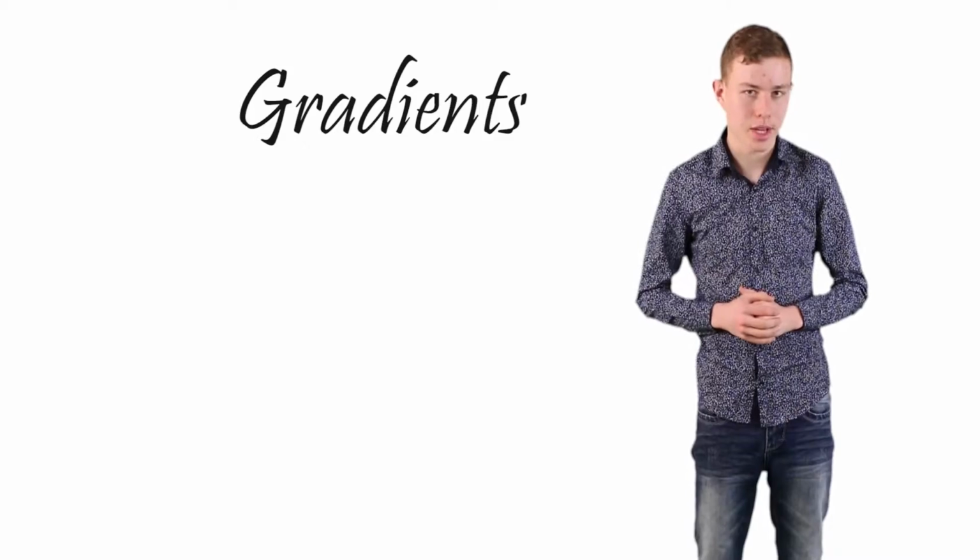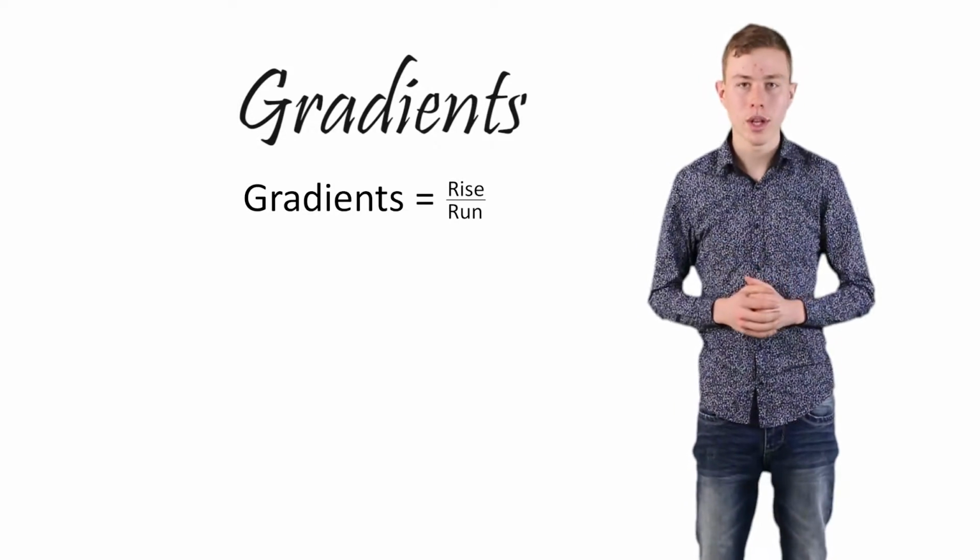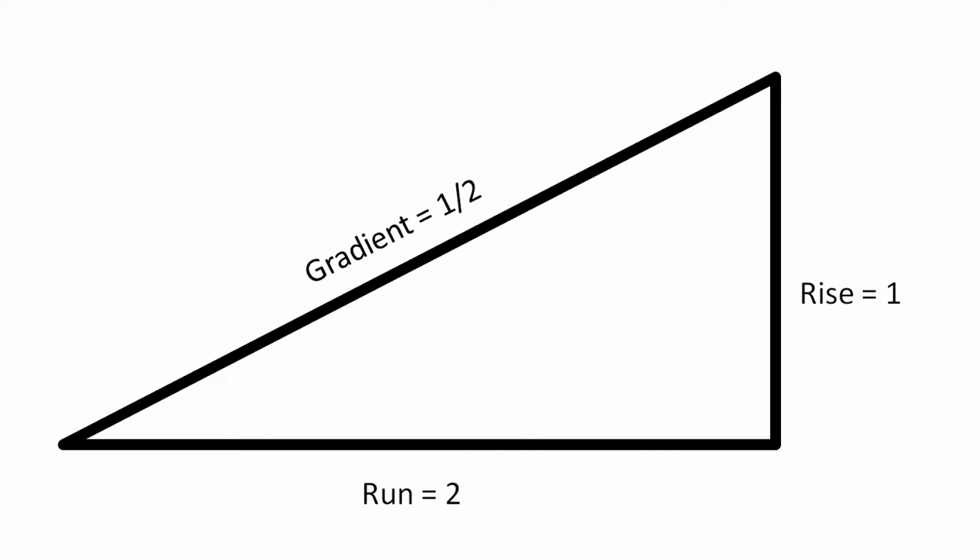Gradients are a lot easier to understand. Put simply, they are the rise of a slope over its run. So, if I'm walking up a hill, and for every 2 meters I go forward, I go 1 meter up, it has a rise of 1 and a run of 2. So, it has a gradient of 1 over 2.